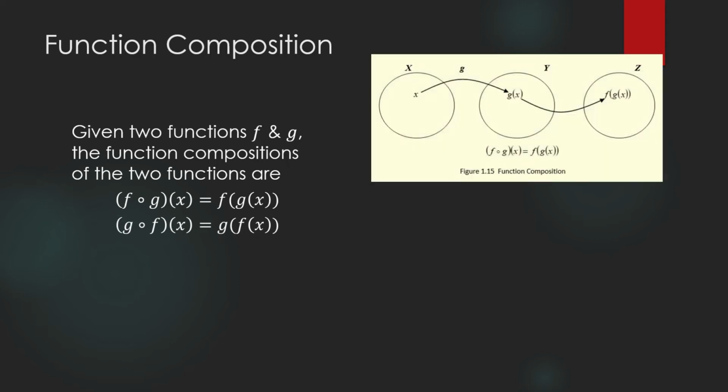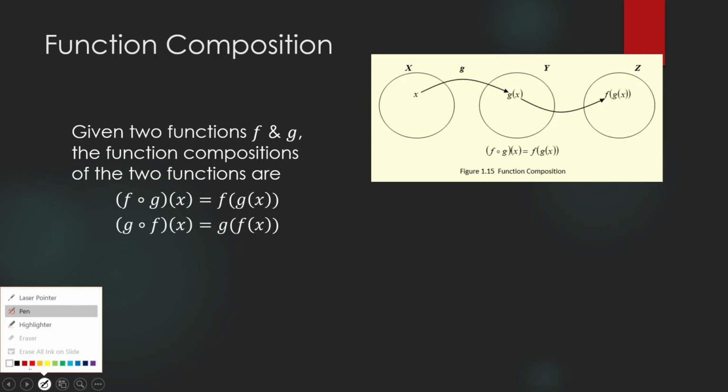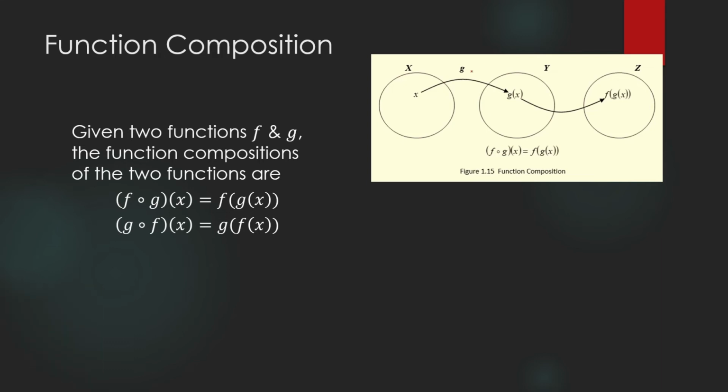So let's say, for example, we have three sets, x, y, and z. What does function g do? What it does is it is pairing the elements of x to a unique element that is found in set y. That is what g does to x. And then f will pair g of x to a unique element in set z.